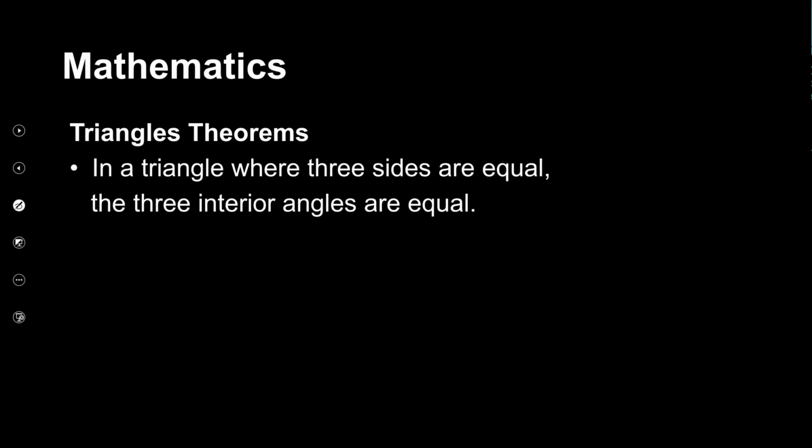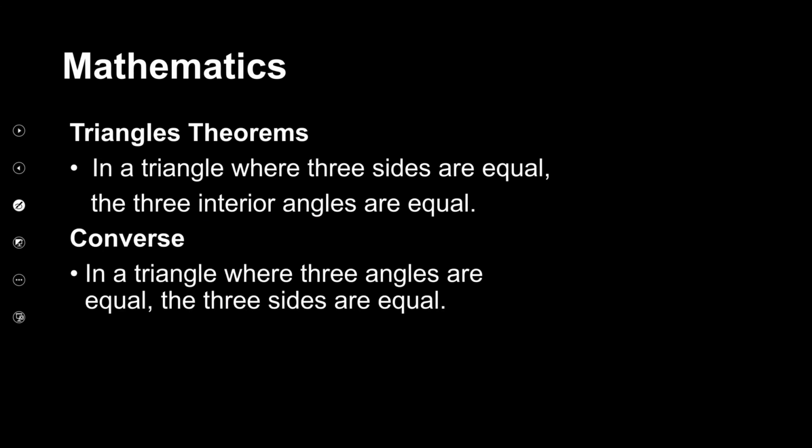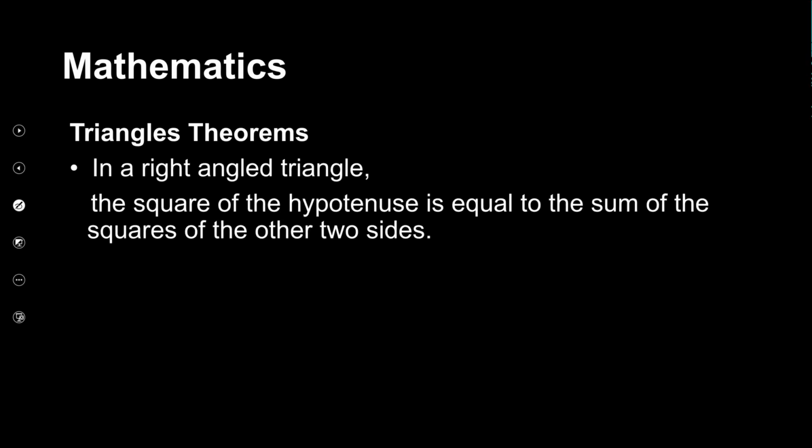Another theorem that we can try and talk about will be for an equilateral triangle, which says in a triangle where three sides are equal, the three interior angles are also equal to each other. Now, I'm sure you are already thinking of the converse, right? That if the three interior angles are equal, then the triangle will have all the three sides also equal. Right, so that's what we are going to say. In a triangle where three angles are equal, the three sides will also be equal.